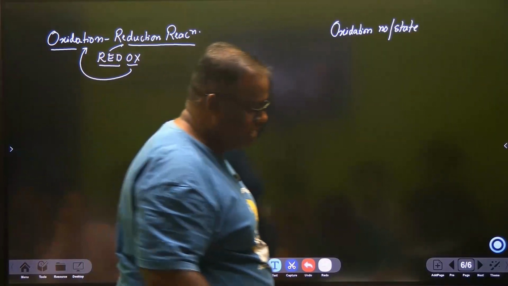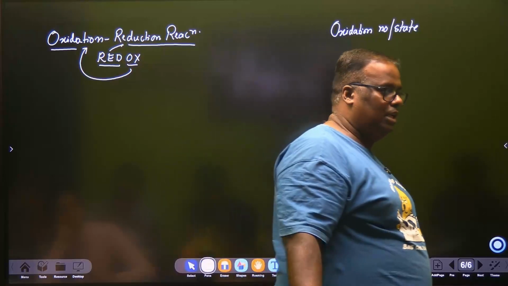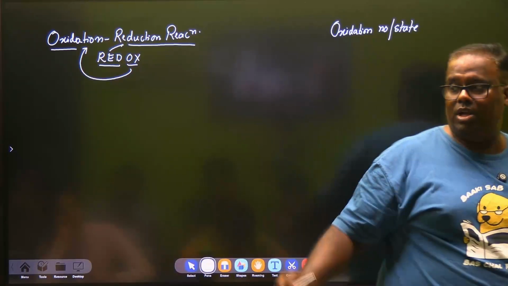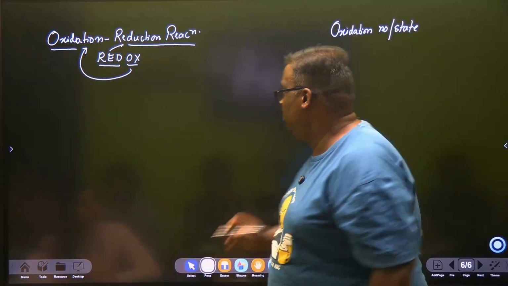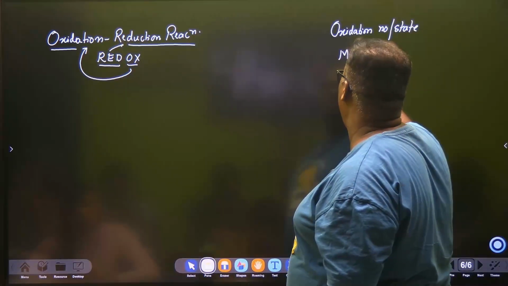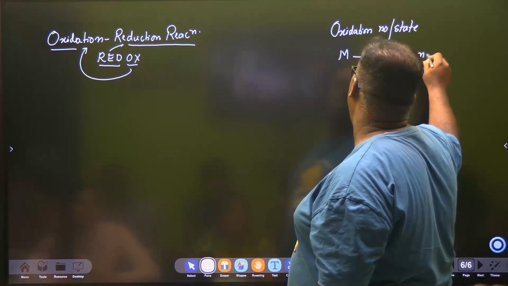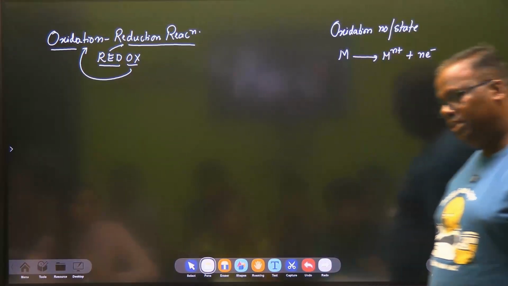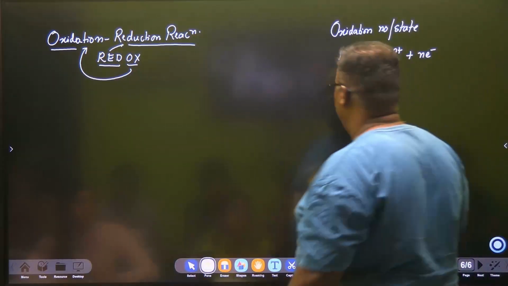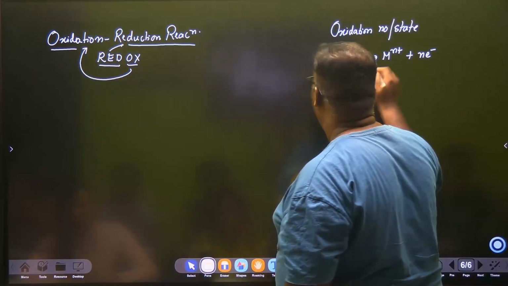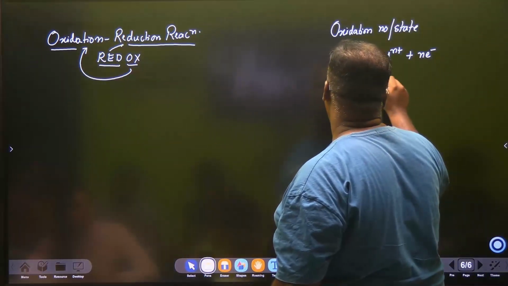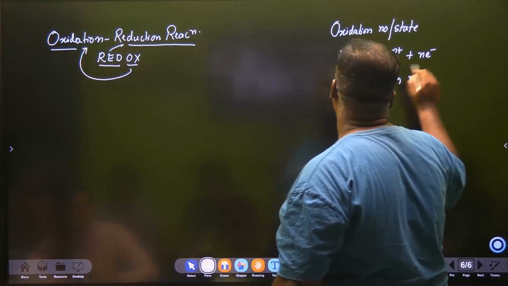In simple sense, look at a metal or a non-metal. If I am a metal, I will always have a tendency to form Mn+ and lose n number of electrons. Agreed? And if I am a non-metal, say I am N, I will attract n number of electrons and take an n negative charge on me.